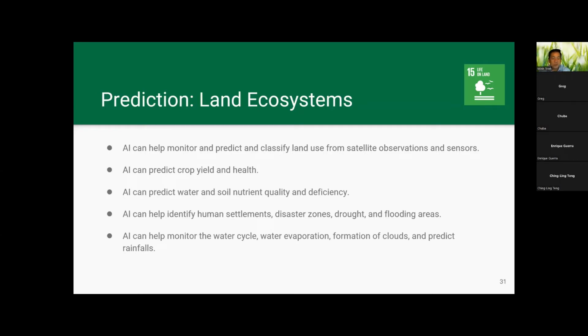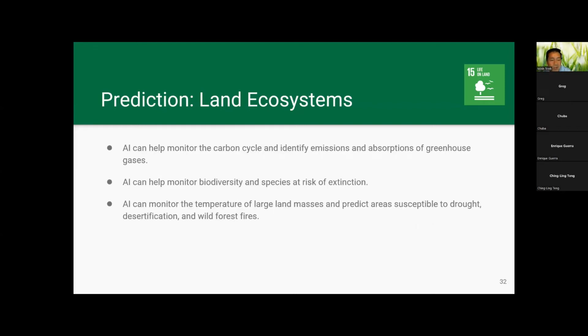AI can predict water and soil nutrient quality and efficiency, right? All these things are through satellite images. AI can help identify human settlements, disaster zones, drought, and flooding areas. It can monitor water cycles, water evaporation, motion of clouds, and predict rainfall. It can help with the carbon cycle, right? It can help monitor biodiversity and species at risk of extinction. And we're going to give you an example of that.